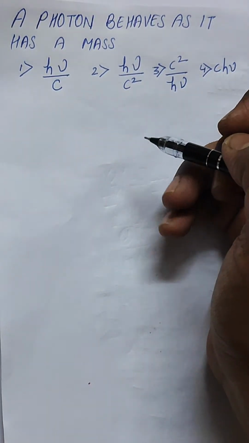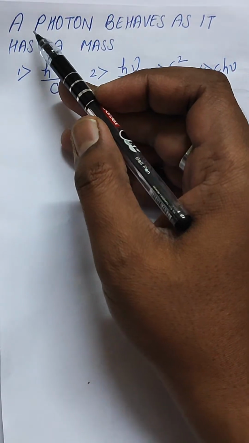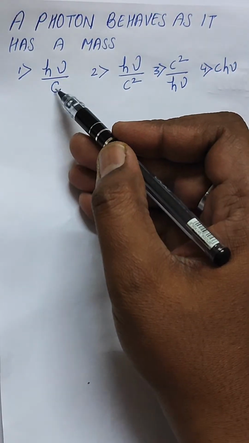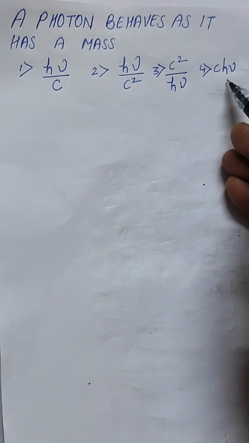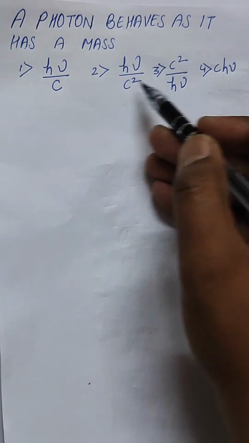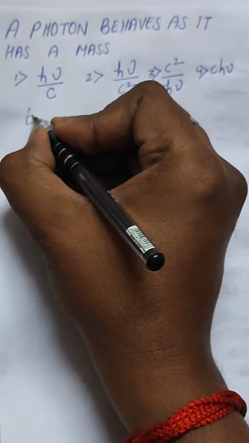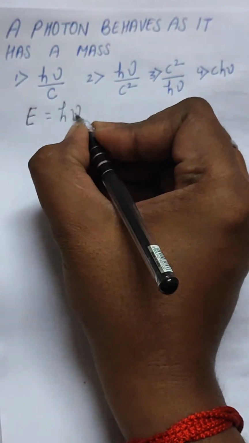Okay, so the first question which we have taken is: a photon behaves as if it has a mass (a) h mu by c, (b) h mu by c square, (c) c square by h mu, or (d) c by h mu. These are the four options with us. Now my dear friends, you just need to remember that E is equal to h mu.